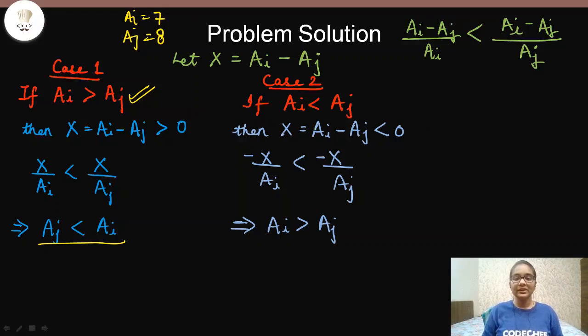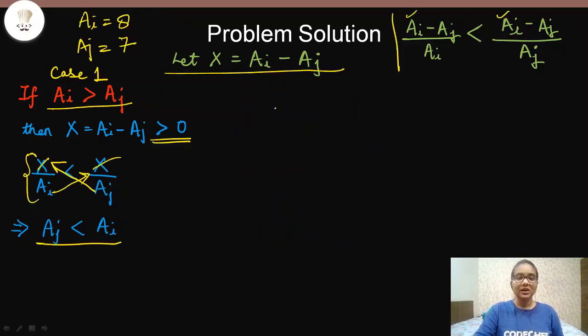Now in this case, whenever we do AI minus AJ, it will always be less than 0, or it will always come out to be negative if AI is less than AJ, right? 7 minus 8 is minus 1. Now in this scenario, AJ will always be less than AI because these two values are negative, they will get cancelled, and then we can say that for all those pairs, the beautiful pair will be formed if AI is greater than AJ or AJ is less than AI, that is vice versa. So what does it mean? Why have I told you these two cases?